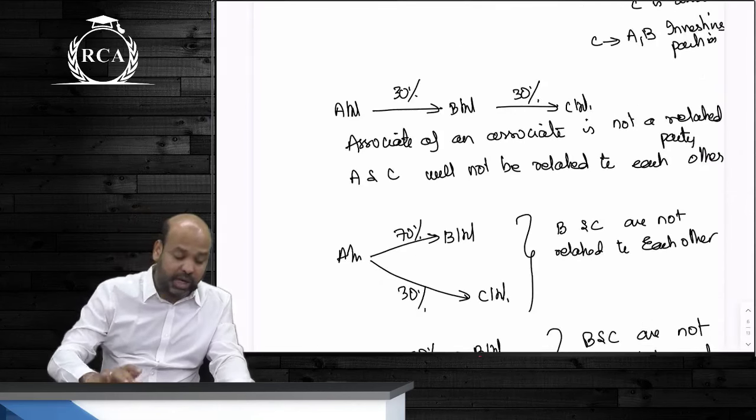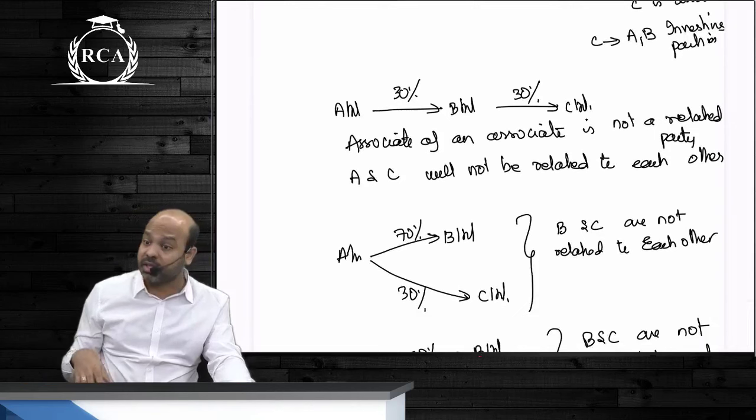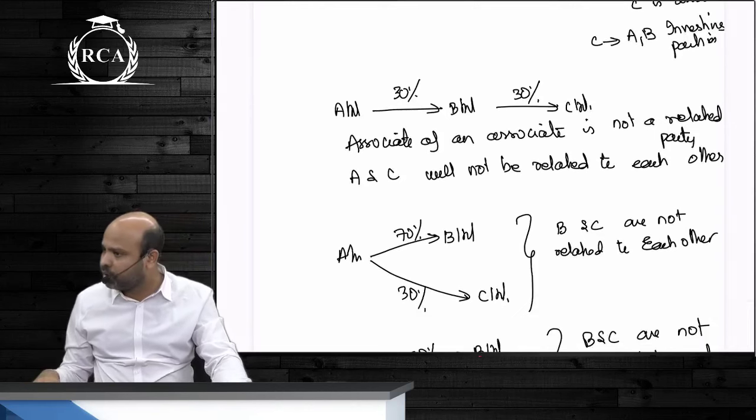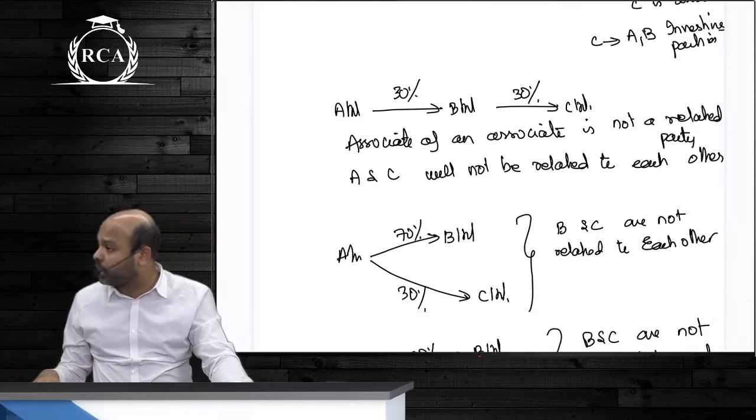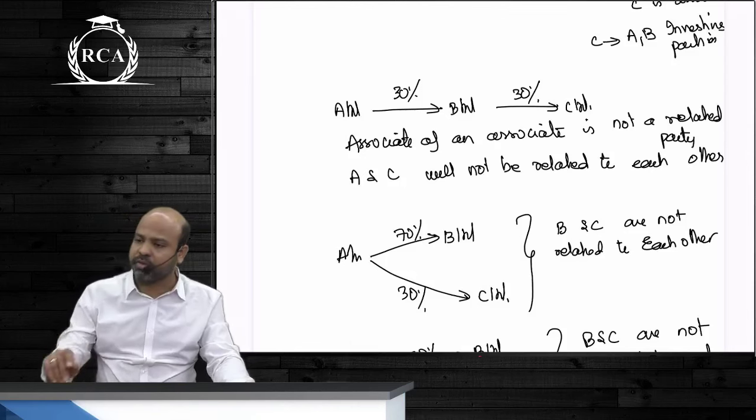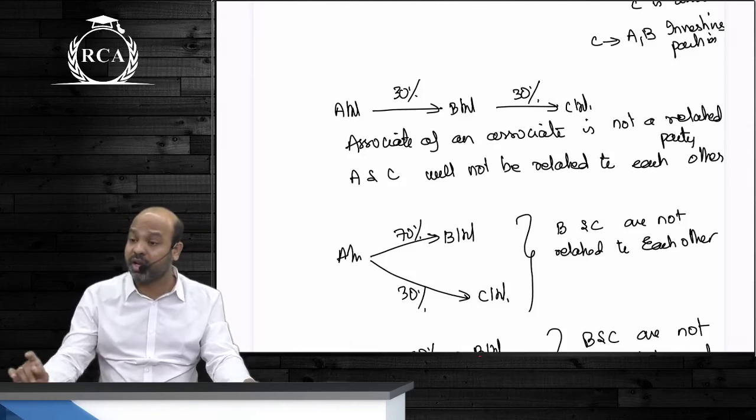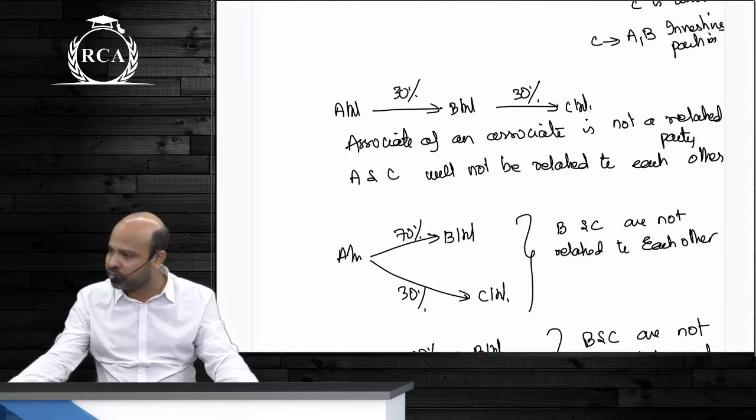However, if A Limited has an associate B Limited, which in turn has an associate C Limited, A and C will not be related to each other. An associate of an associate is not considered a related party. Are we clear about this?